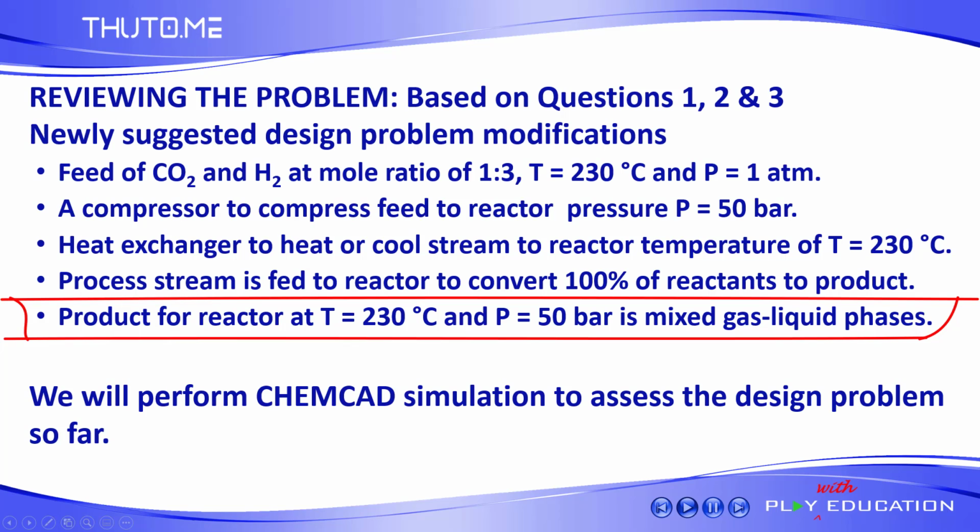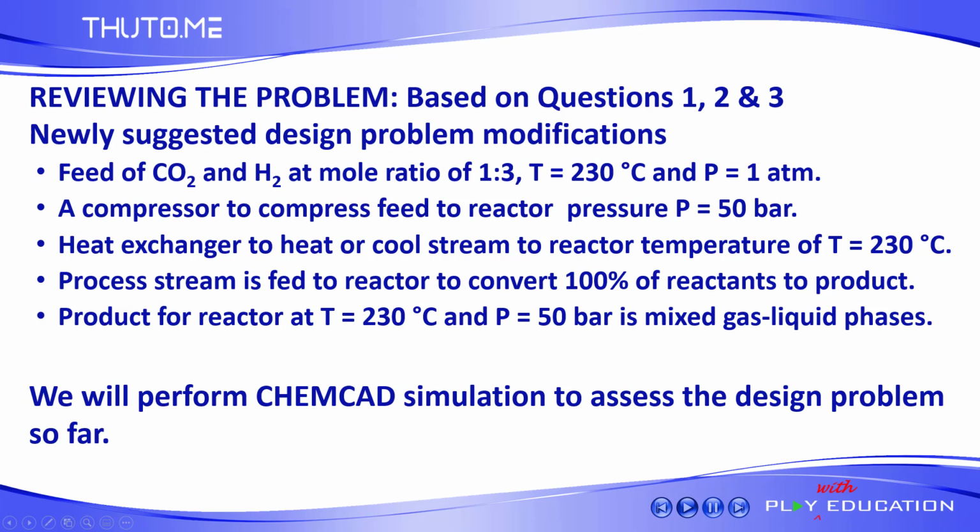This stream will need to be cooled to be 100% liquid before we can pump it. Also, the stream leaves the reactor at a pressure of 50 bar. We need to reduce this pressure to 250 kilopascals before we send it to the distillation column. Before we proceed, let us do ChemCAD simulation of the process to decide on the way forward.